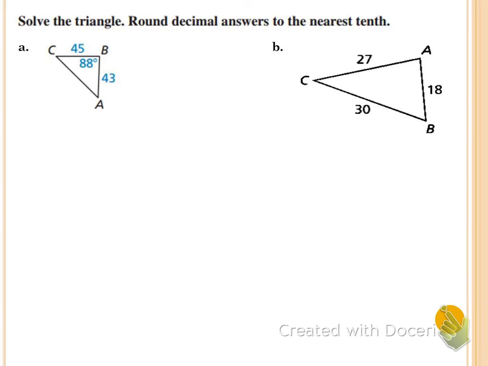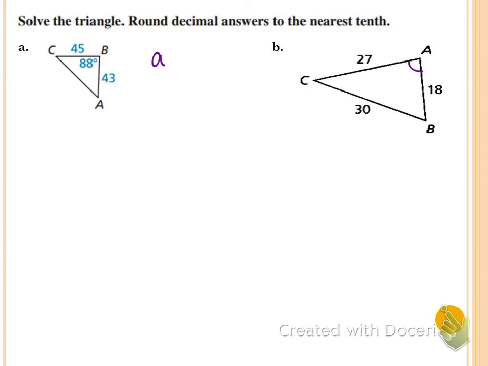All right, so can I use the law of sines? No, I got to use the law of cosines. So you want to look for the obtuse angle because the law of cosines can find an obtuse angle, but with the law of sines, you cannot find an obtuse angle. So which one of these is going to be obtuse? Angle A.